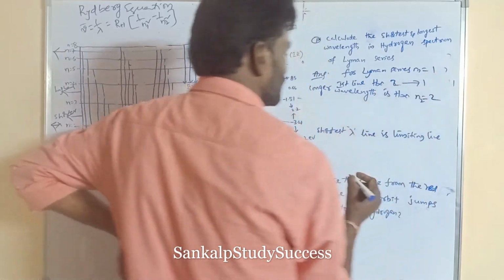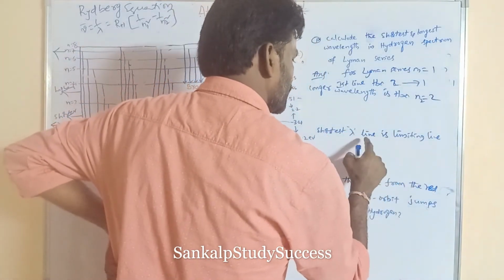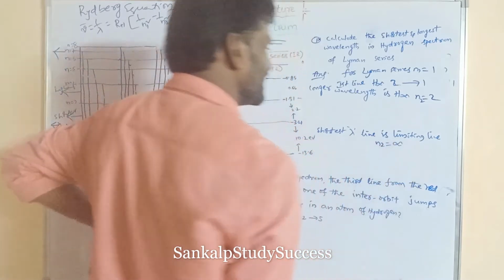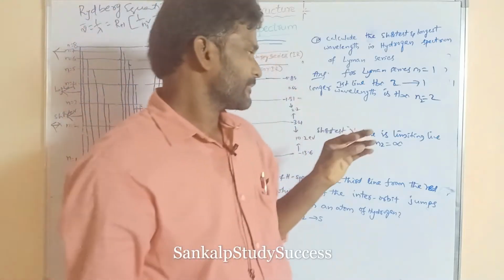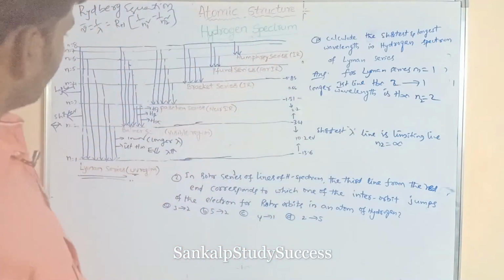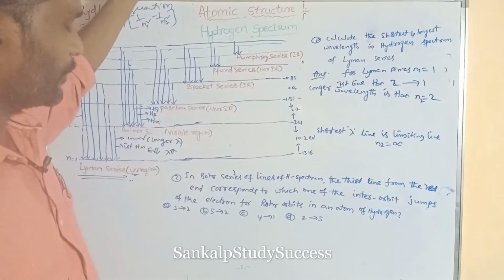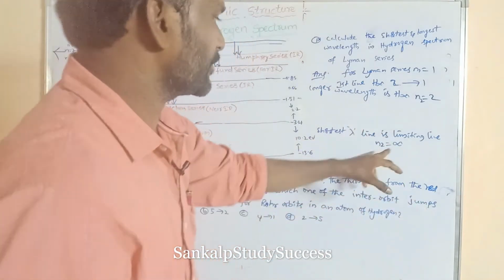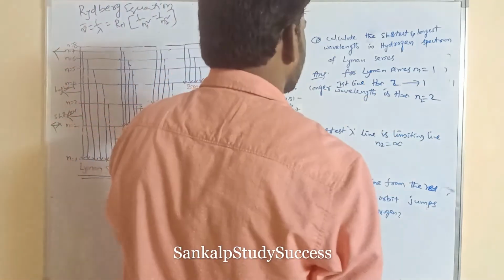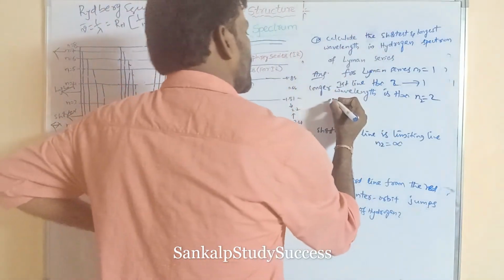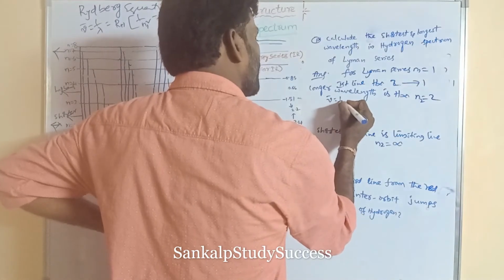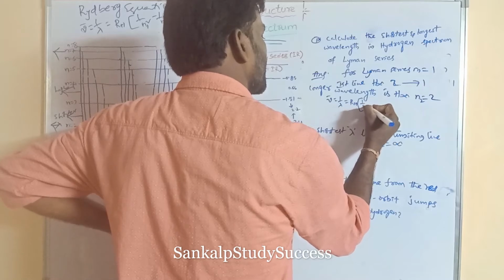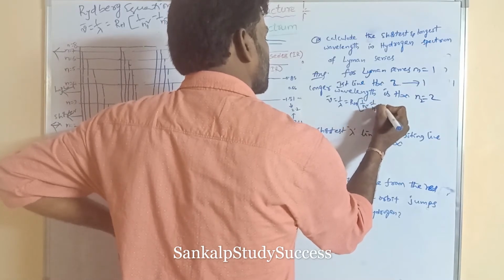So for the longer wavelength, the n2 value is 2, that is 2 to 1. For the shorter wavelength line, the n2 value can be taken as infinity. What is the limiting line? When the electron jumps from the infinity energy level to a lower energy level, that is the limiting line. So here n2 can be taken as infinity. We know the formula, nu bar is equal to 1 by lambda is equal to RH into 1 by n1 square minus 1 by n2 square.